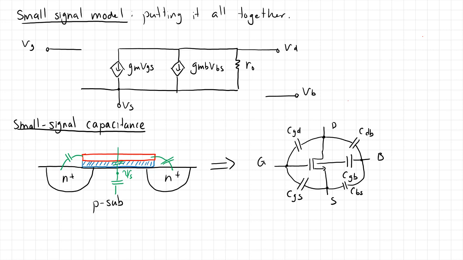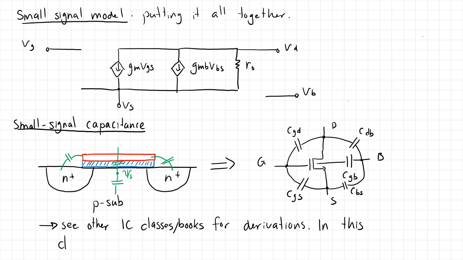So we basically have capacitance between every possible terminal of our MOSFET device, and all of these are fairly important. Now we don't have time in this class to derive exactly what all these capacitors look like and how they behave over voltage, so I'm just going to say see other IC classes or books, if you're not taking any other IC classes, for derivations. In this class, we will use the following model and table.